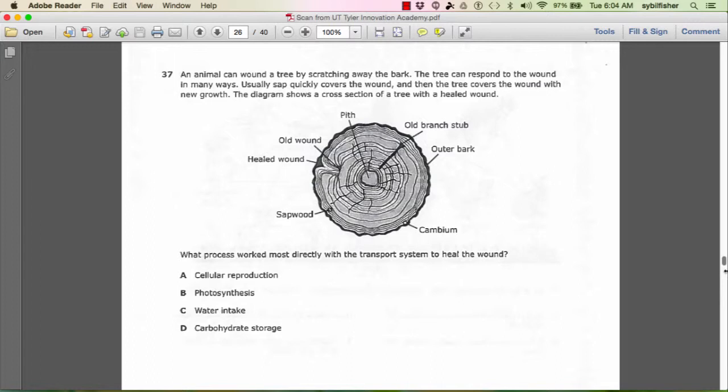What process worked most directly with the transport system to heal the wound? A. Cellular reproduction. B. Photosynthesis. C. Water intake. Or D. Carbohydrate storage.